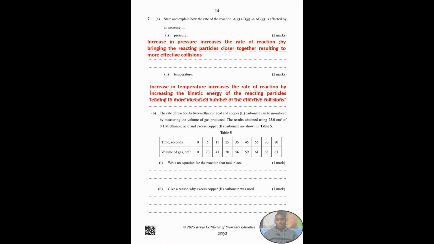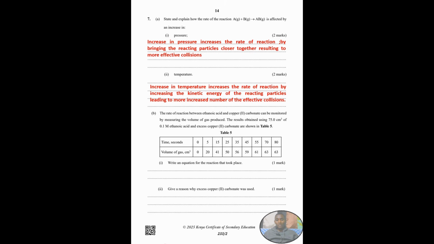At 0 seconds, the volume of the gas was 0. At 5 seconds, the volume was 20. At 15 seconds, the volume moved to 41 cubic centimeters. At 25 seconds, the volume moved to 50. And at 35 seconds, the volume moved to 56. At 45 seconds, the volume moved to 59. At 55 seconds, the volume moved to 61 cubic centimeters. And at 70 seconds, the volume moved to 63. And at 80 seconds, the volume still remained at 63.